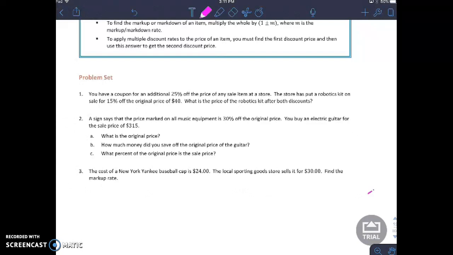So we have a coupon for an additional 25% off of a price of any sale item at the store. There's a kit on sale for 15% off the original price. What's the kit price after both discounts?